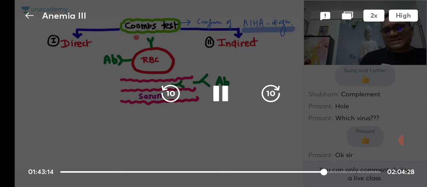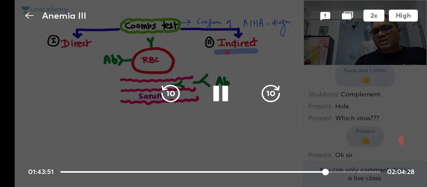Coombs tests are of two types, direct and indirect. That is again a very, very important question. Coombs test: there are two types, direct and indirect. Clear? Why is this one direct? Now you can see the RBC. The RBC has antibody. When you identify antibody directly on the surface of the RBC, it is called direct.